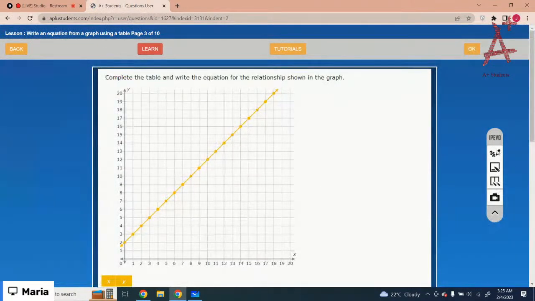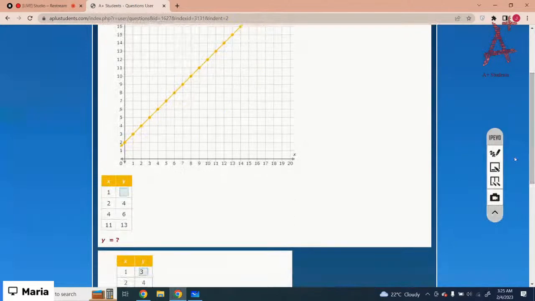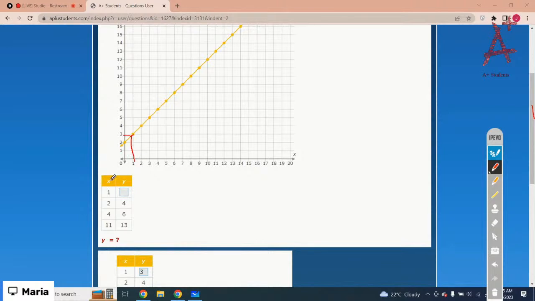Okay, the next one is complete the table and write the equation for the relationship shown in the graph. Okay, so you have to look for the value of when x equals 1, you have to look at the y value. So when x equals 1, y is 3. That means when x equals 1, y equals 3. Got it? Okay, now you have to find the equation. Let's just look what is the relationship between the values. X is 1, 2, 4 and 11. You have to look for the y value.